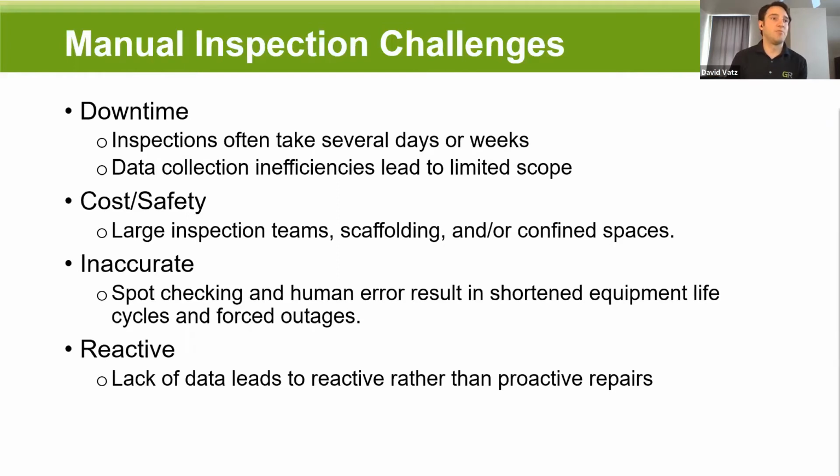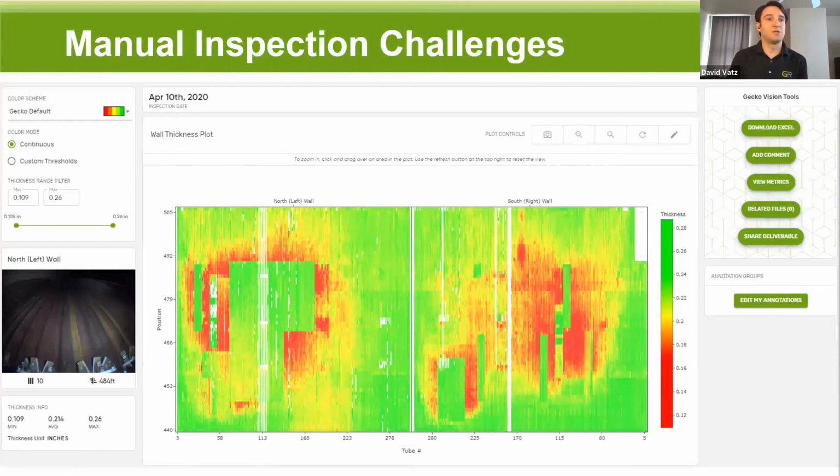This is a great example of a boiler that we recently did a scan on, just about 6 days ago. It's a great example of reactive versus proactive repairs. If you look at the north left side wall and the big green area in the middle, that's an area where the plant had performed a repair. But it's clear from the scan that Gecko did that they actually missed a large area of concern. This was because they didn't have enough information to proactively make those repairs. And so instead, they're left with the possibility of equipment failure that could lead to unplanned downtime.